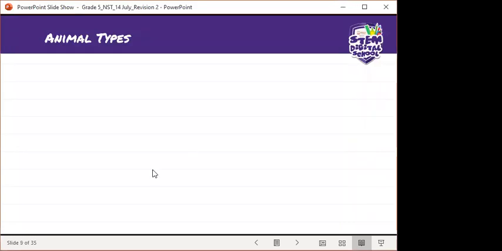Okay, so we're moving right along to animal types. So animals can be classified in two main groups. What are those two main groups in which we can classify animals? You can raise your hand or put your answer in the group chat. Okay, I see Lele too, your hand is up.